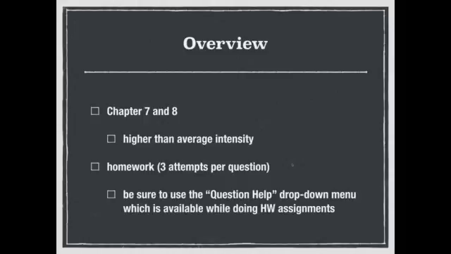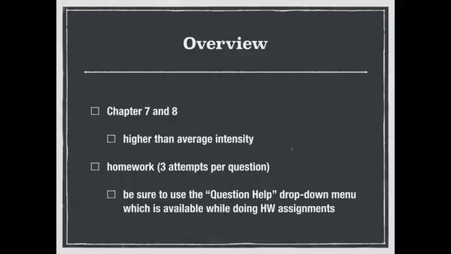As always, for the homework, you're allowed 3 attempts per question, and make sure you avail yourself of the question help drop-down menu, which is available while doing the homework assignments. If you find a question in the homework is particularly difficult, make sure you use this to help you build up the skills that you need to answer that particular question. So make sure you're aware of, one, that this is going to be a little more intense than on average, and also be aware that you have 3 attempts per question, and avail yourself of the question help drop-down menu that is available to you.